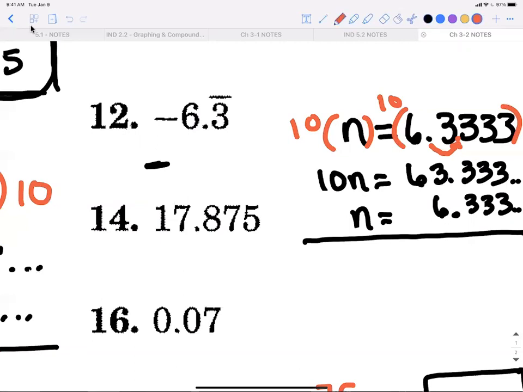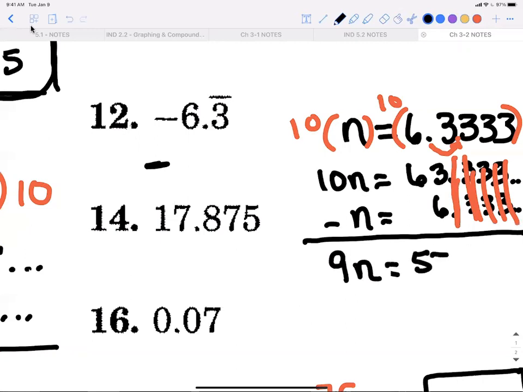Everything from the decimal point on, right? Everything from here back cancels each other out. That's why it's important to line your decimals up when you write your 10n and your n. And what am I left with? I'm left with 9n equals 63 minus 6, which is 57. I'm going to divide by 9 and divide by 9. And I get n equals 57 over 9.